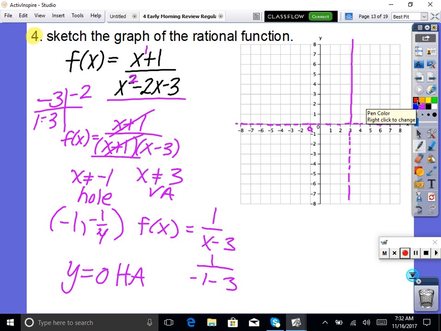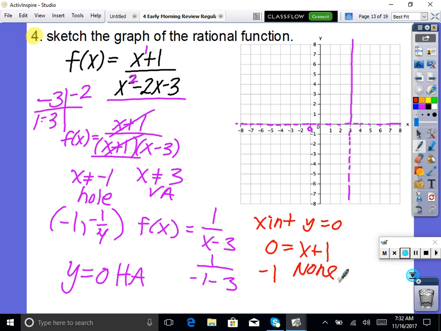So everybody, let's see if there is an x-intercept here. The x-intercept is when y equals 0. So we'd have 0 equals x + 1. The denominator doesn't matter, right? We've already established that. So don't we get negative 1? Can we have negative 1? Nope. So it's never crossing the x-axis. None.